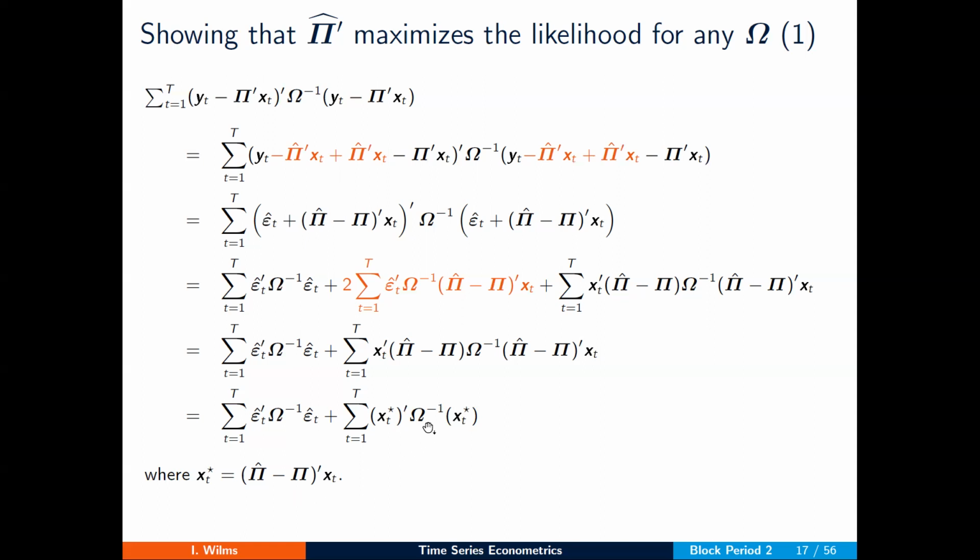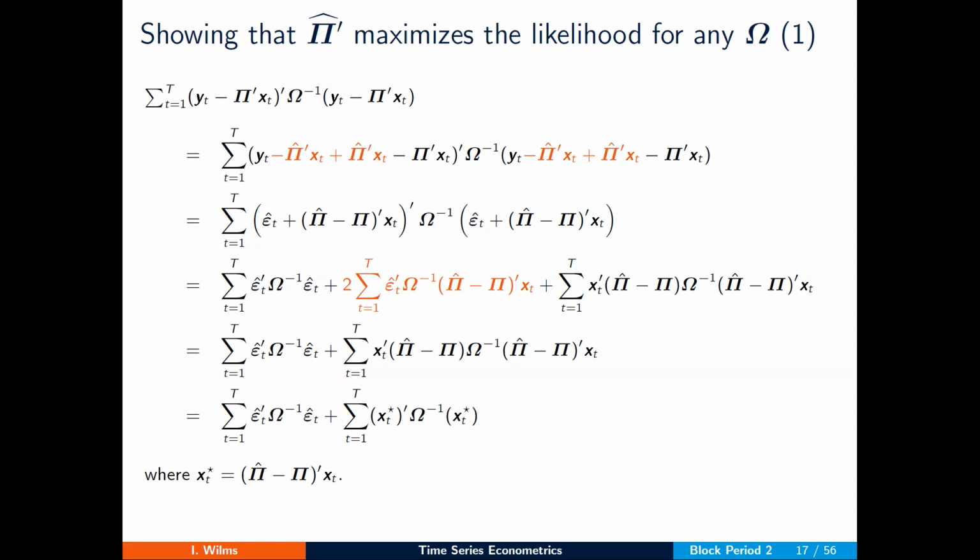And when would this term be 0? Well, when pi would be equal to pi hat, so our least squares equation by equation estimator. So that proves then that the objective function is minimized here, or the log likelihood is maximized, by taking pi equal to pi hat, and this regardless of the value of omega.